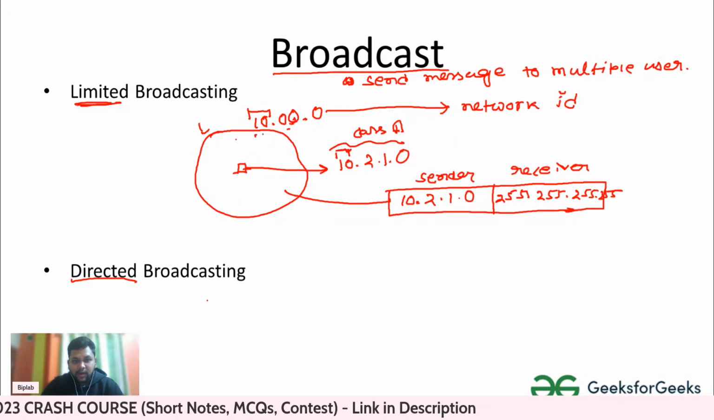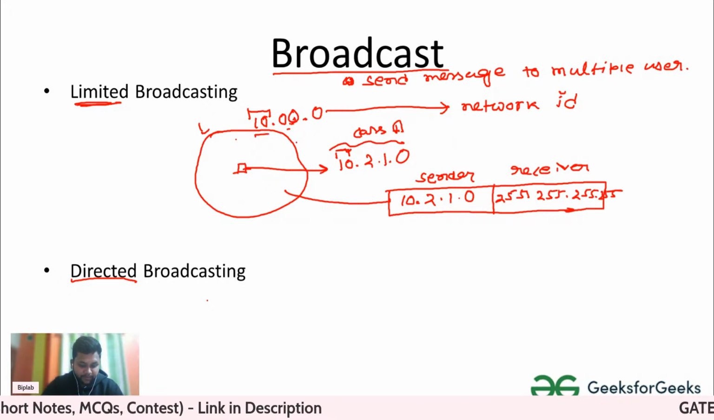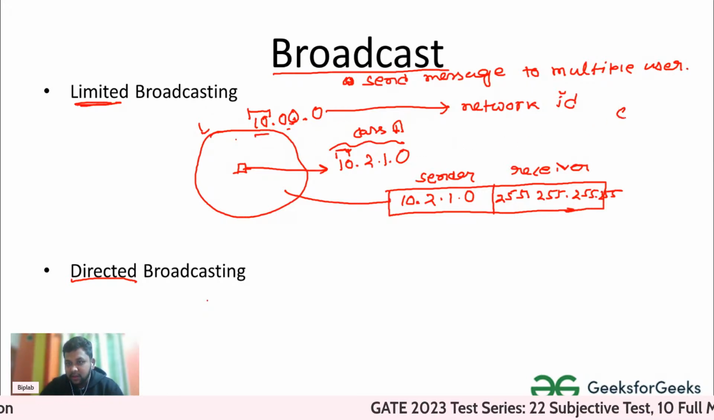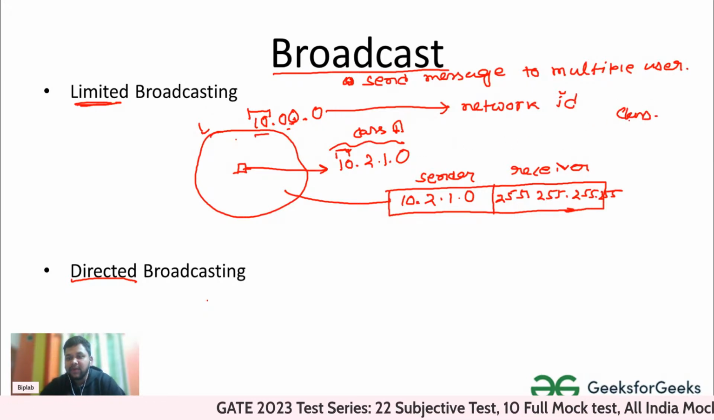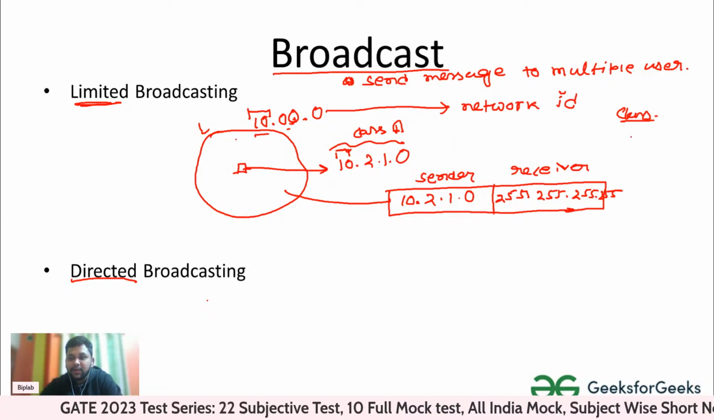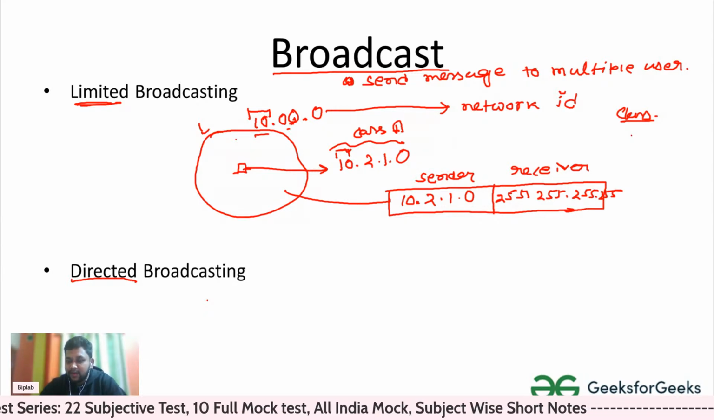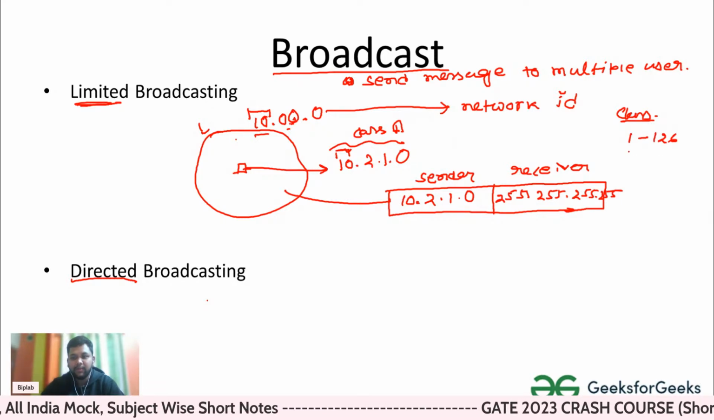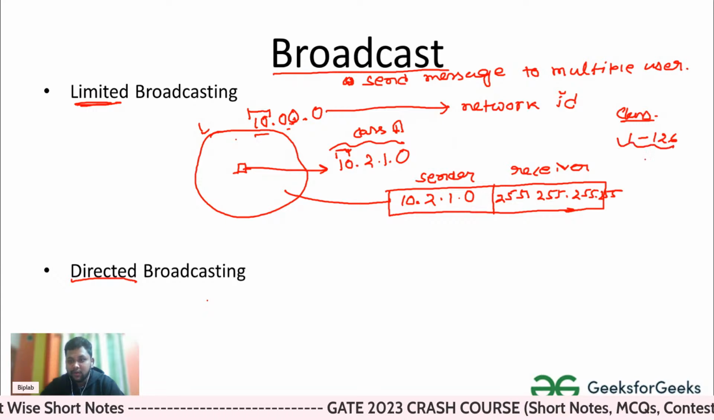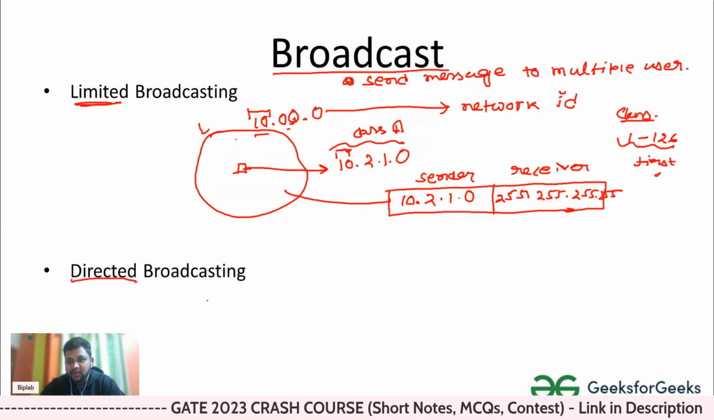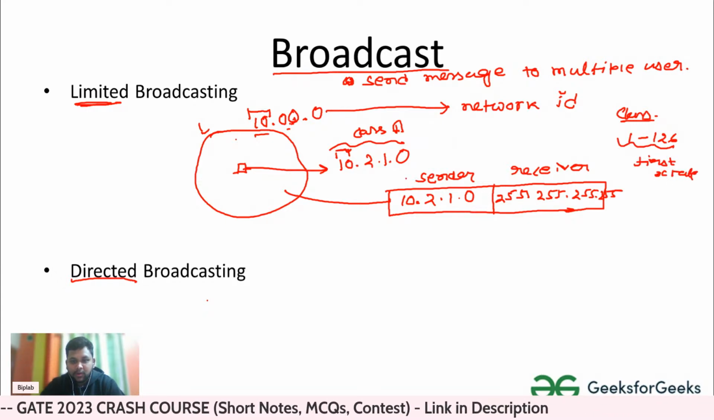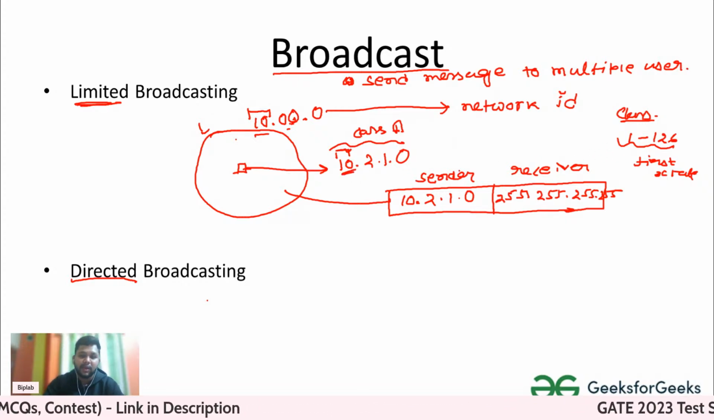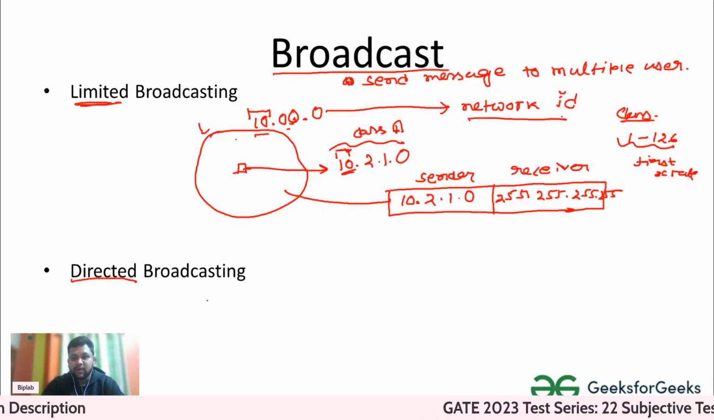What is your network? That is 10.0.0.0. 10 is class A, because for class A you have the range. You can easily identify it by seeing the first bit, or the faster way is to memorize the range, that is 1 to 126. This is the range of the first octet. Here your first octet is 10, which lies in this range, so it is class A. So that's why network ID is used.